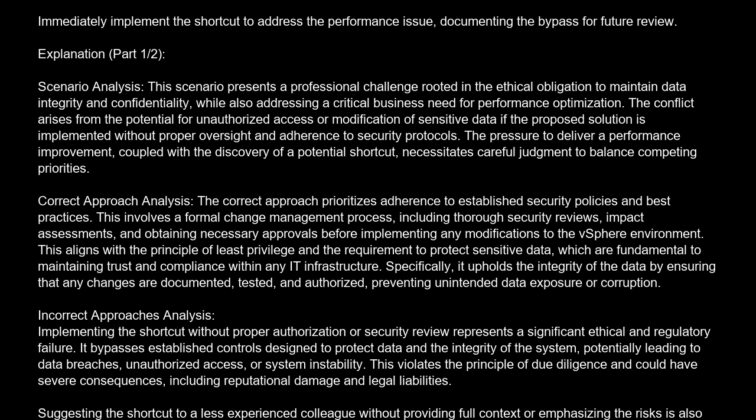This aligns with the principle of least privilege and the requirement to protect sensitive data, which are fundamental to maintaining trust and compliance within any IT infrastructure. Specifically, it upholds the integrity of the data by ensuring that any changes are documented, tested, and authorized, preventing unintended data exposure or corruption. Incorrect approaches analysis.